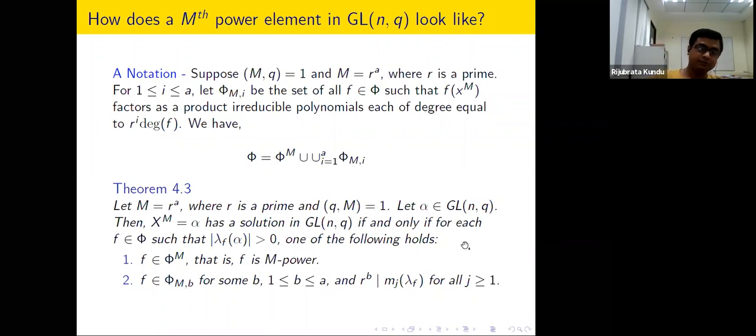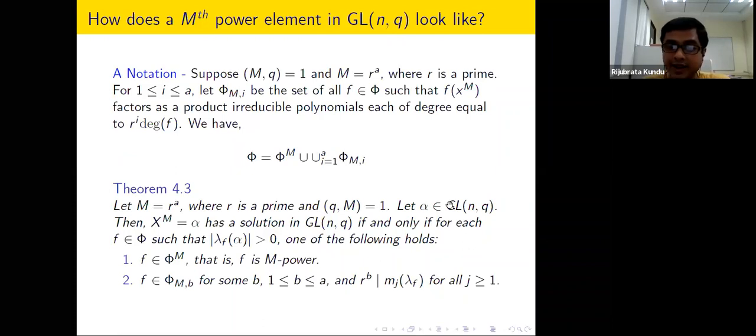Okay. So this is one of the main theorems, but you see that we have two constraints. One is that m is a prime power, and another is that the GCD of q and m is equal to 1. Right? Okay. So now we'll go to some special cases quickly.